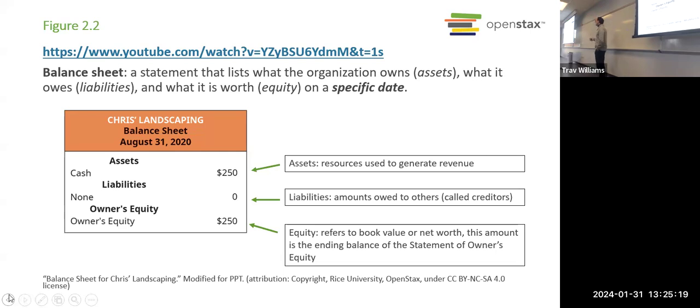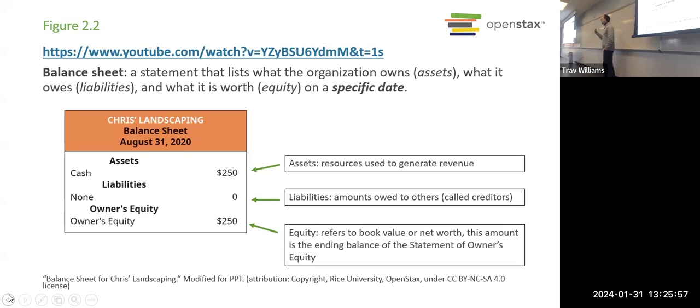Okay, let's move on to another financial statement, the balance sheet. We learned about the accounting equation already. Who remembers the accounting equation? What is that formula? Assets equals liabilities plus equity, right? And that's what we see here. Here's Chris's landscaping's balance sheet.